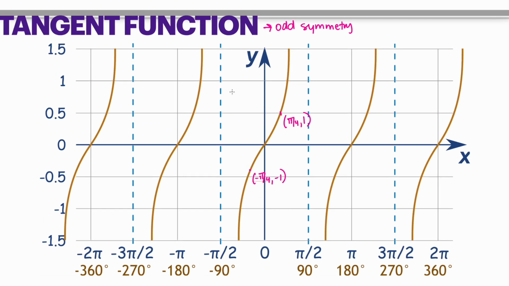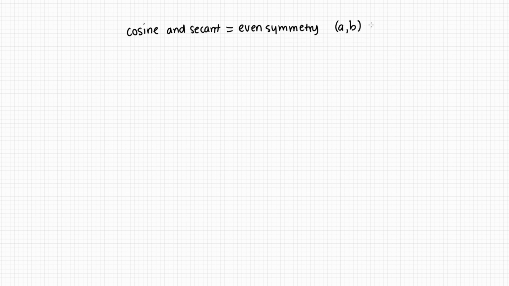So just to recap real quick, cosine and secant, which is the reciprocal of cosine, have even symmetry. Like if you have the point (a, b), then if you go to negative a, to the left side, you're still going to get a positive b.